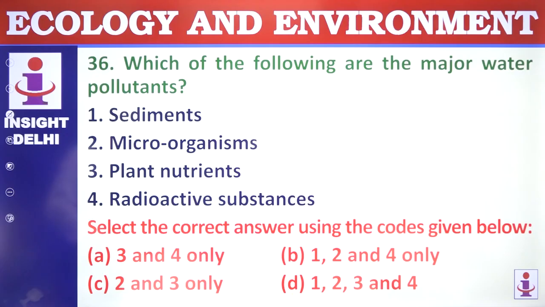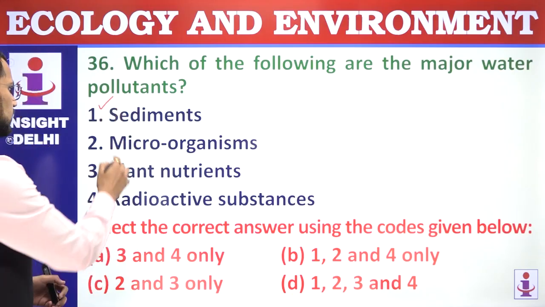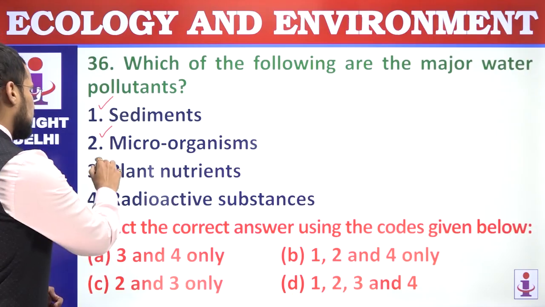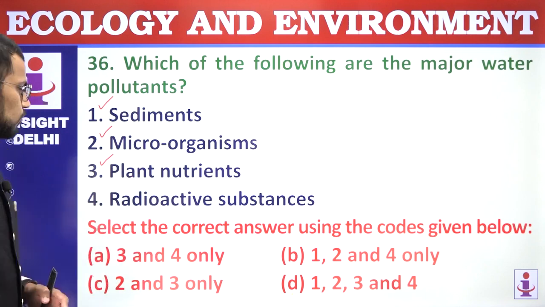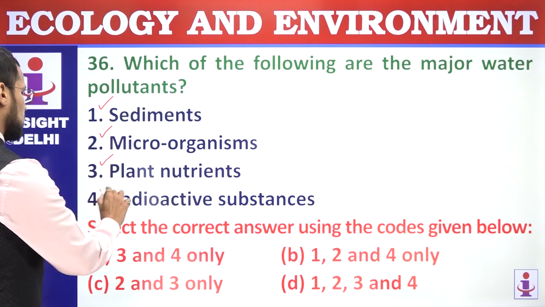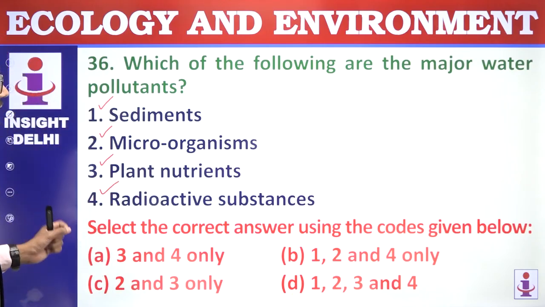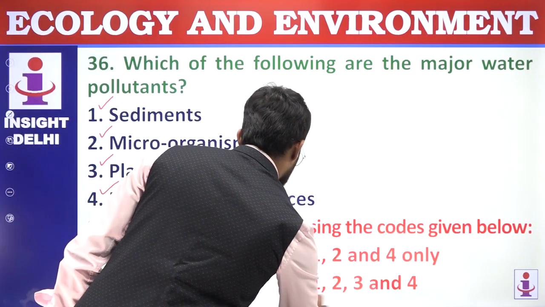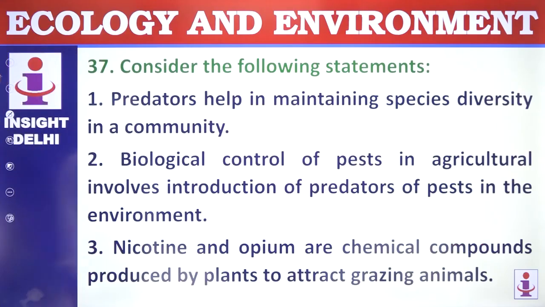36. Which of the following are the major water pollutants? Right, so sediments, yes, they are pollutants. Second, microorganisms, yes, microorganisms are also pollutants. Plant nutrients, if they are there in excessive amount, may lead to eutrophication, and that's why they are also pollutants. Fourth, radioactive substances are also pollutants. So all these are considered major water pollutants, and that's why the answer is 1, 2, 3 and 4, mentioned in option D. 36, answer is D. 37.